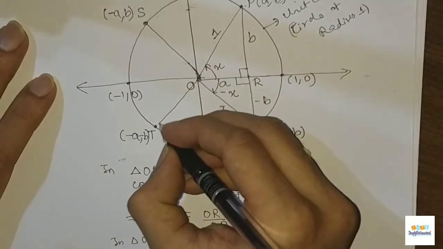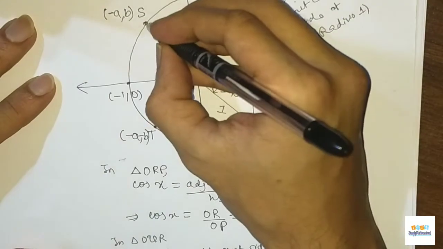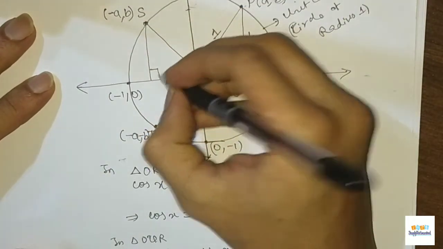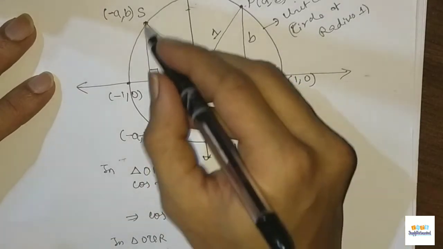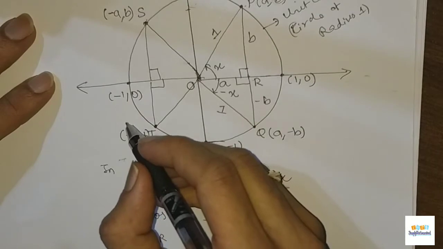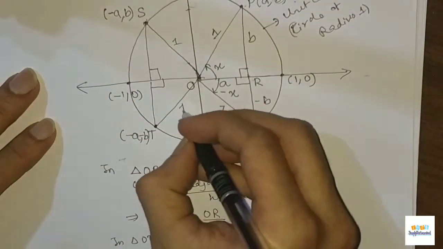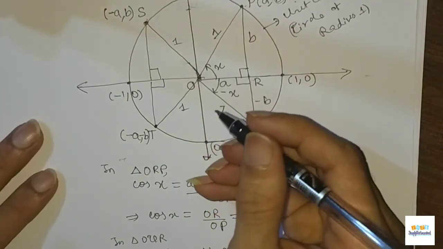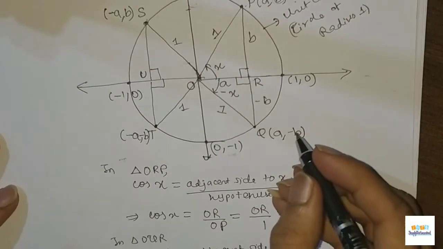So if you join this, you will get OT here. You draw the perpendicular from this side to the negative x-axis, and again from this point to the negative x-axis, and from this point T to the negative x-axis. So again you draw the perpendicular here. This is 1, because both are the radii. Let us call this point U.